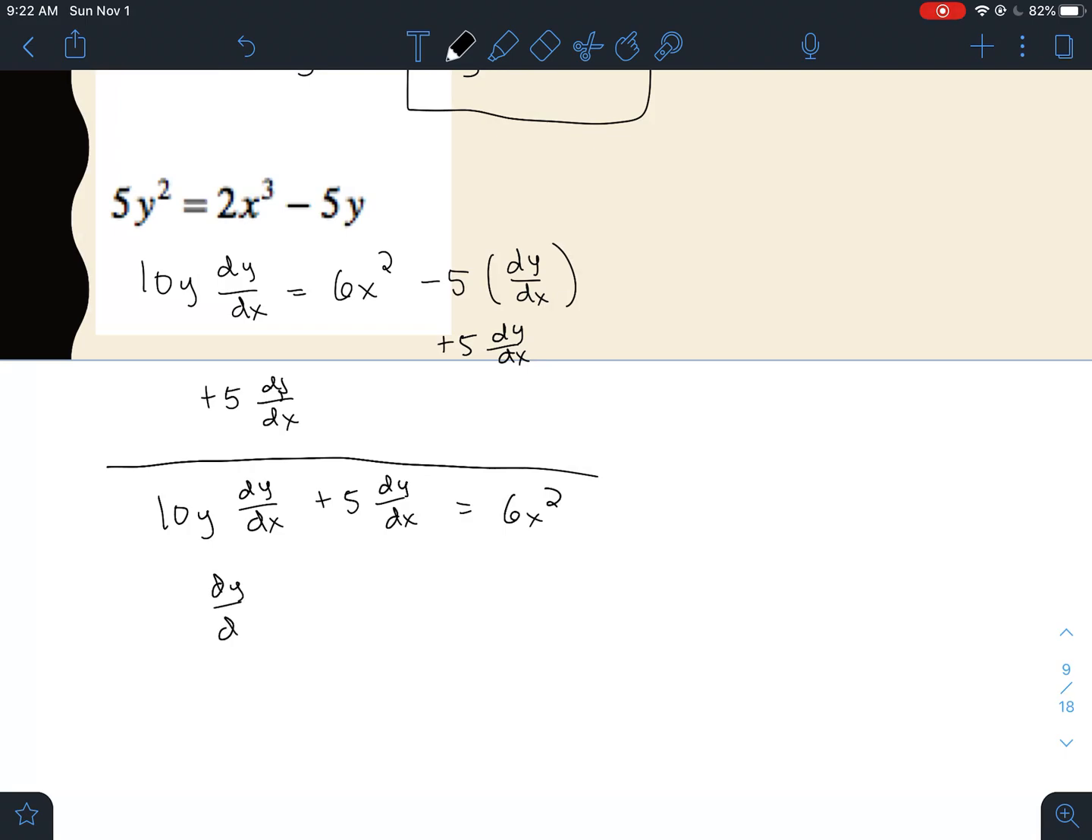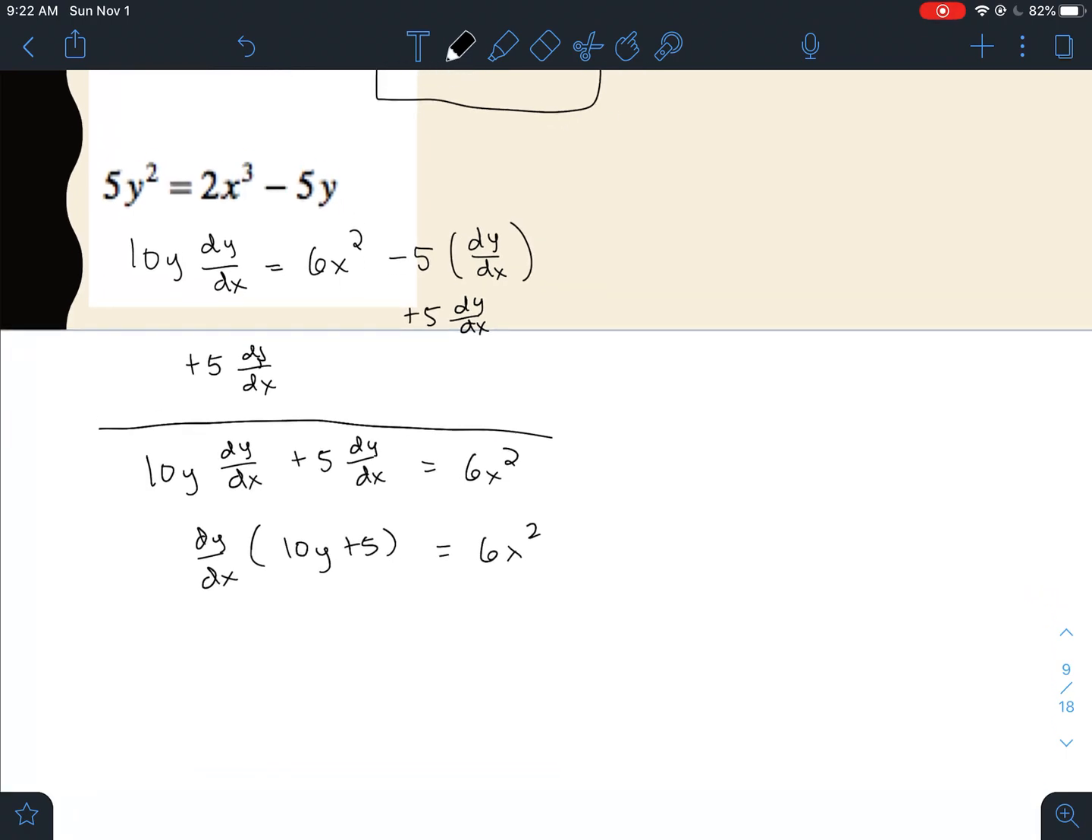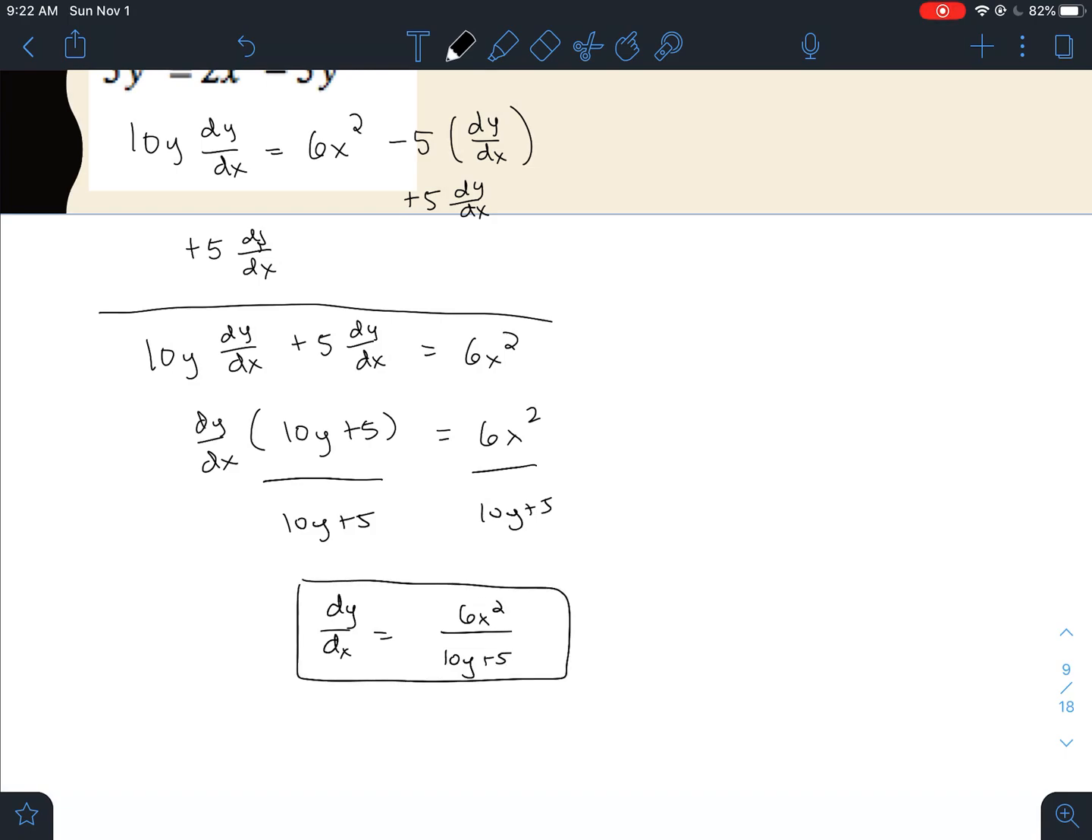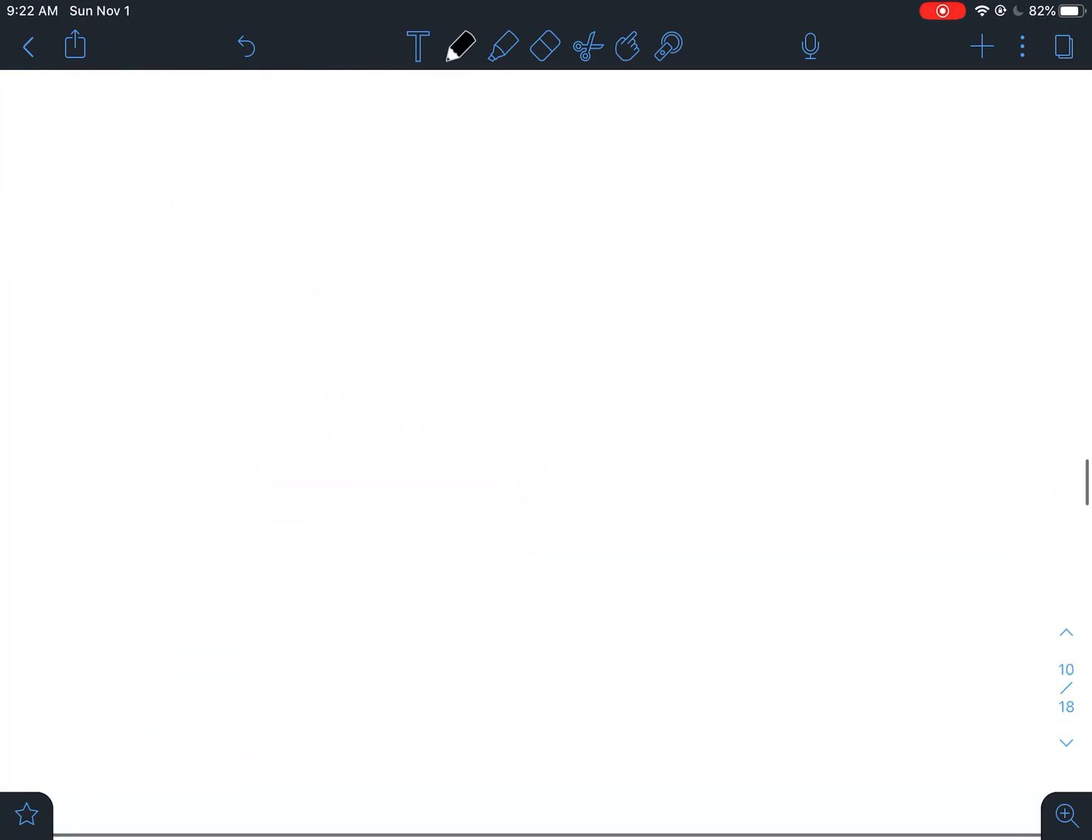Now notice both of those terms have a dy over dx, so I can factor out the dy over dx, and I'm left with 10y plus 5. And then we have 6x squared. Now I'm going to divide both sides by 10y plus 5. And I get my derivative, dy over dx, is going to equal 6x squared divided by 10y plus 5. And that would be the derivative of the original relation.